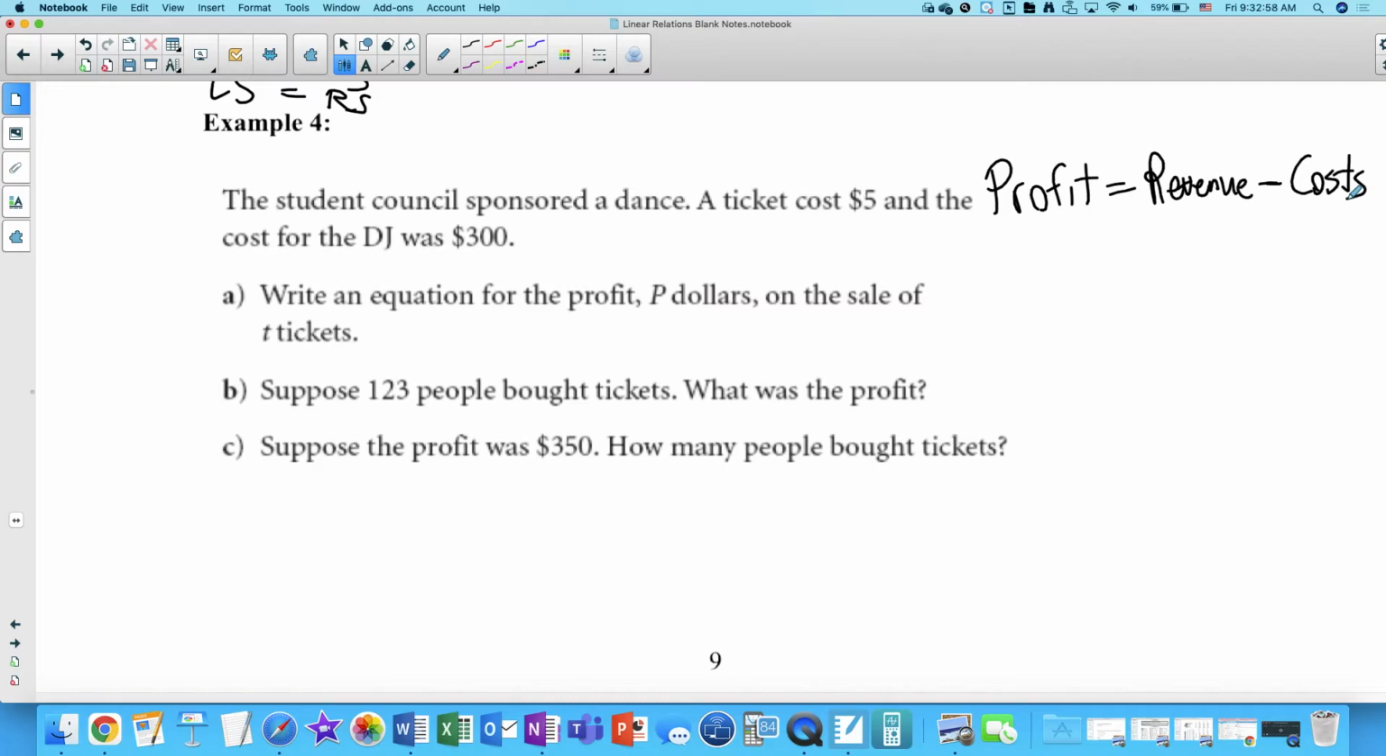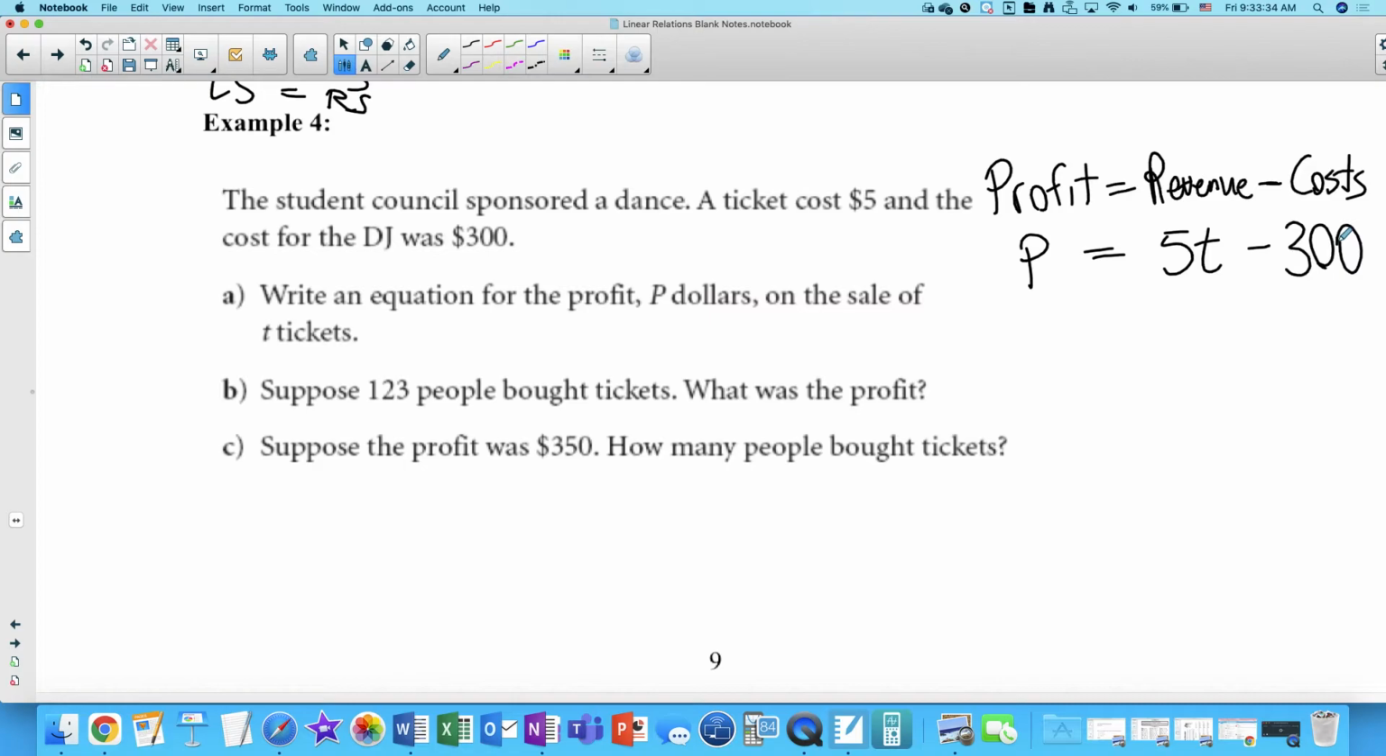All right, so let's write an equation for profit P dollars on the sale of T tickets. So how would we figure out our revenue here? $5 a ticket, we sell T tickets. What's the revenue going to be? 5T, exactly. So our profit is going to be, revenue is 5T. And then how much are our costs? Exactly. We've got to pay the DJ $300.